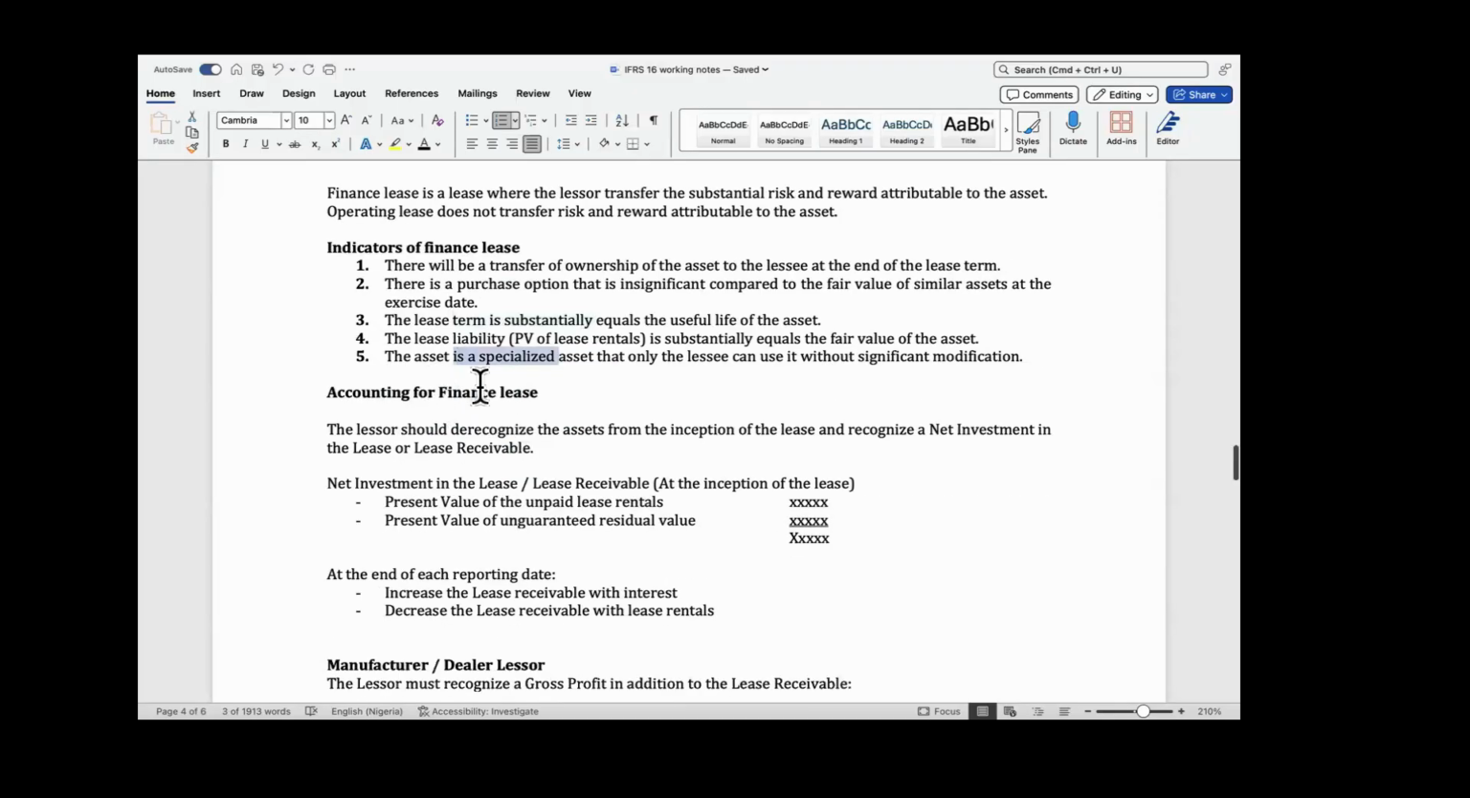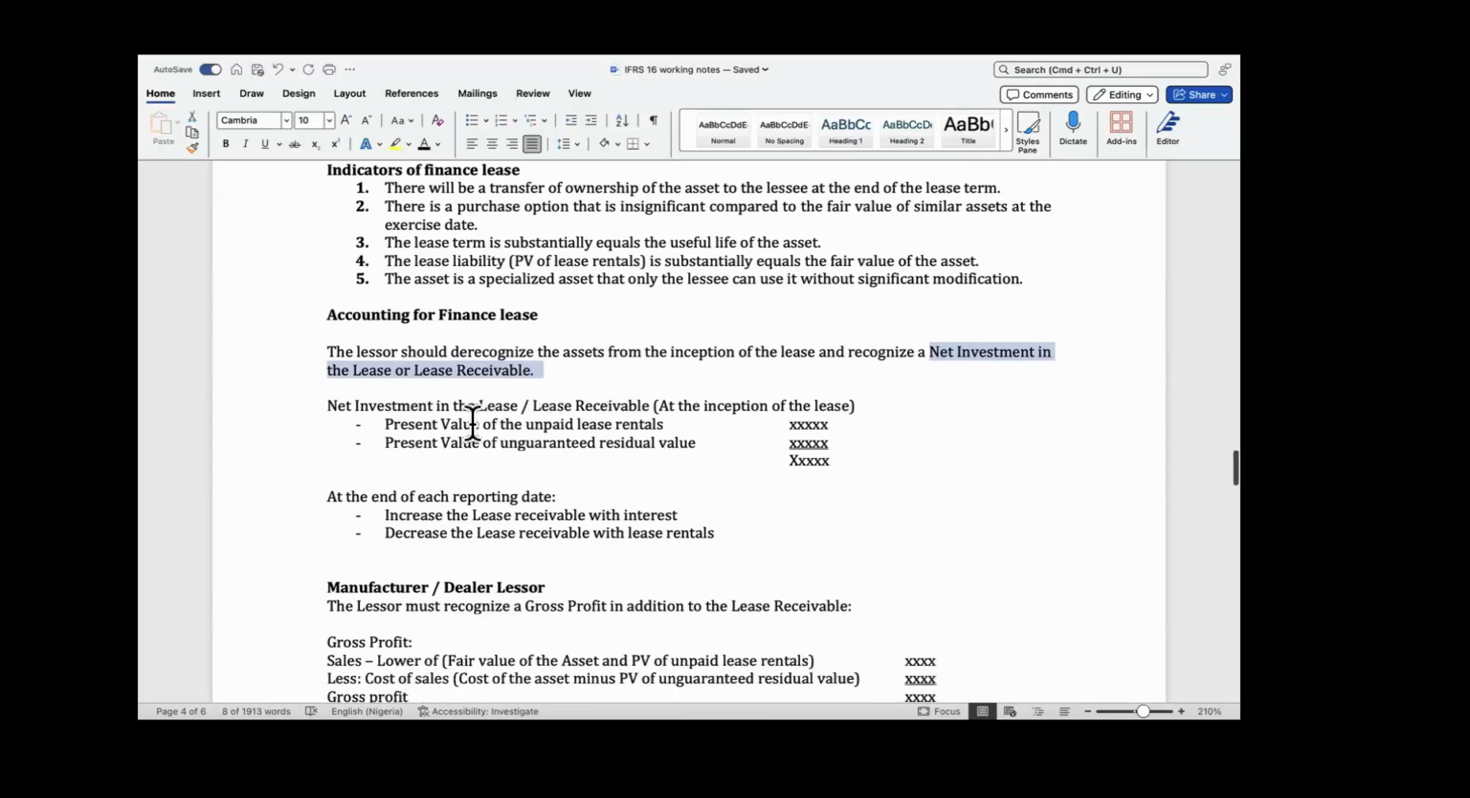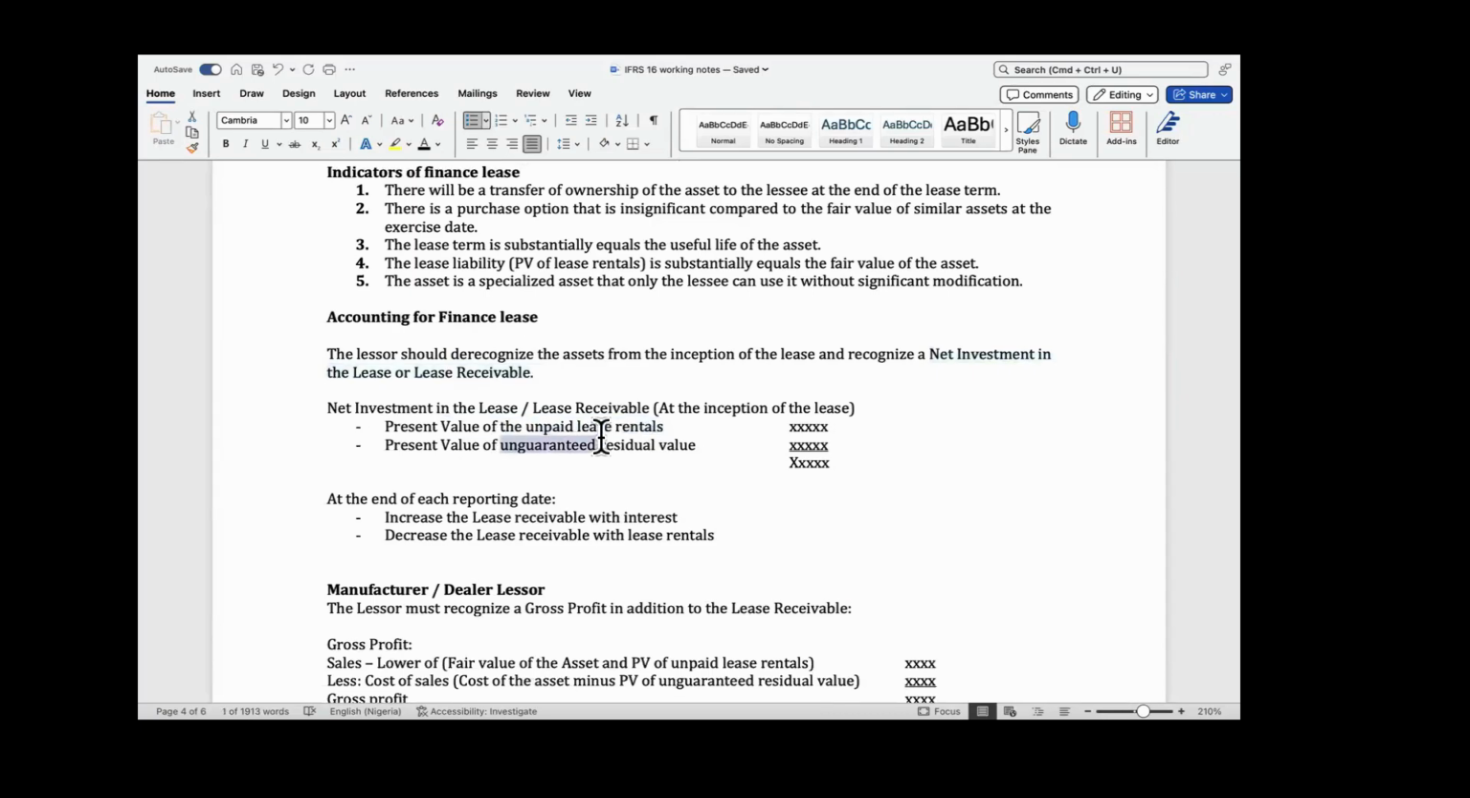So when you have a finance lease, then what the lessor has to do is to derecognize that asset from his books, since it would eventually transfer ownership. So remove the asset from your books, then recognize the rent you're expecting, which you call net investment in the lease or lease receivable. And this is calculated by looking at the present value of the unpaid lease rentals and the present value of unguaranteed residual value. This totals what he is expecting over the lease term.